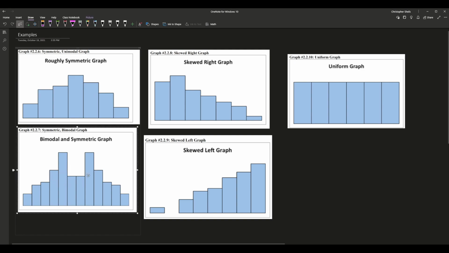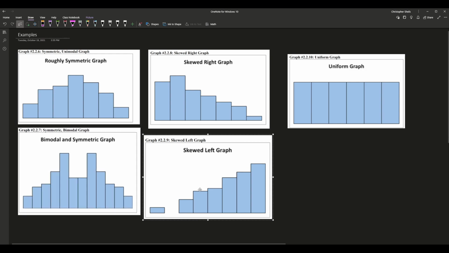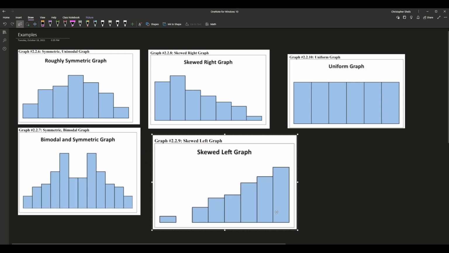The graph right below it has two peaks, so we say it is bimodal. This graph is also symmetric. You could fold it in on itself and it would overlap perfectly. All the edges would line up. The two halves here are mirror images.